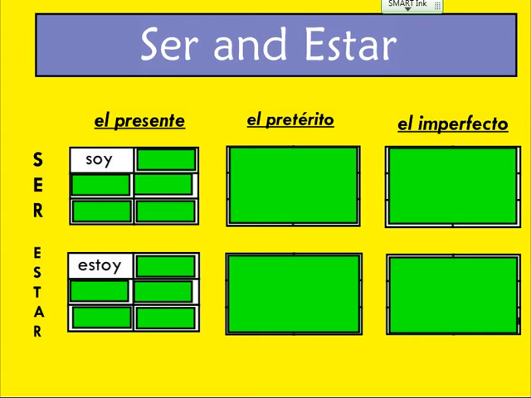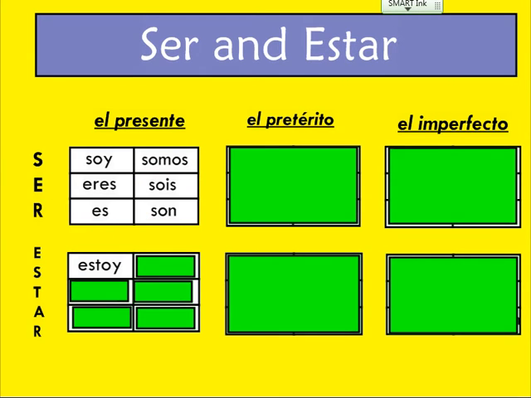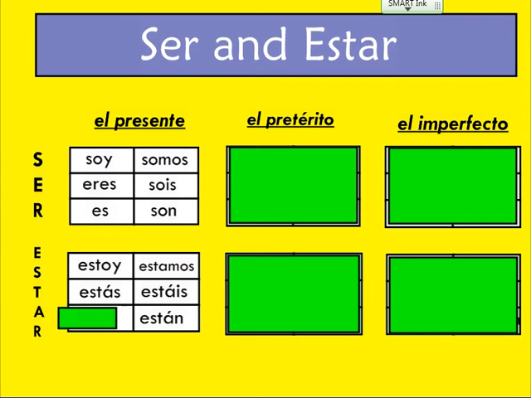As we go through each form together, be sure to correct your answers as necessary. So for the verb ser, we have yo soy, tú eres, él, ella, usted es, nosotros somos, vosotros sois, ellos, ellas, ustedes son. For the verb estar, estoy, estás, está, estamos, estáis, están.